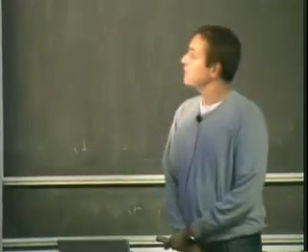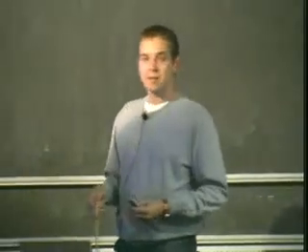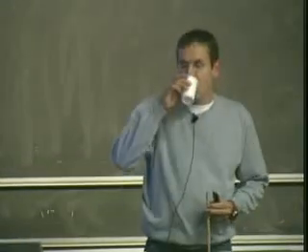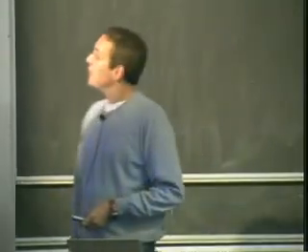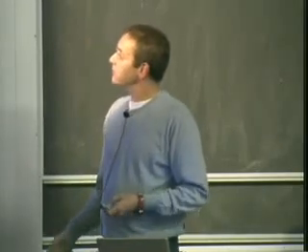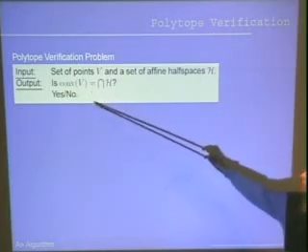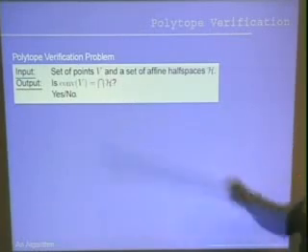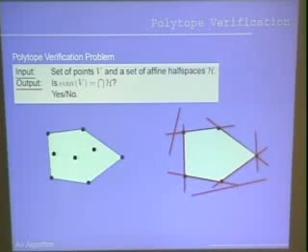So it is known since the 70s that the convex hull problem is in fact equivalent to a decision problem, up to polynomial time transformations. And what's the polytope verification problem? This is this decision problem. I have a set of points, and I have a set of affine half spaces, both in R to the D, say. Then I have the convex hull of the points and the intersection of the half spaces. And the decision problem just asks, do both coincide, yes or no? That's the decision problem.